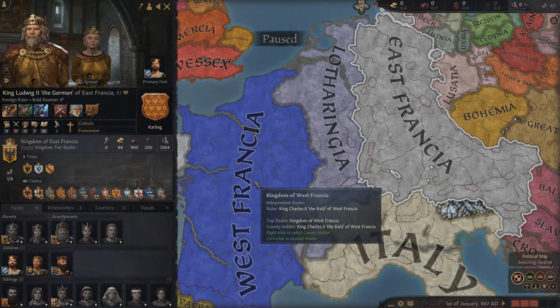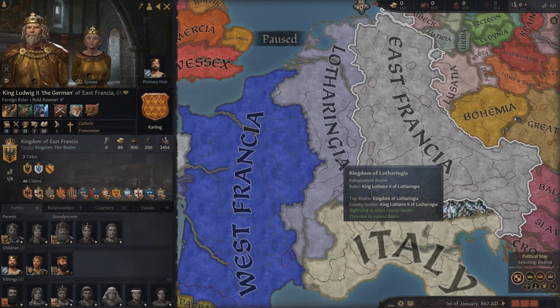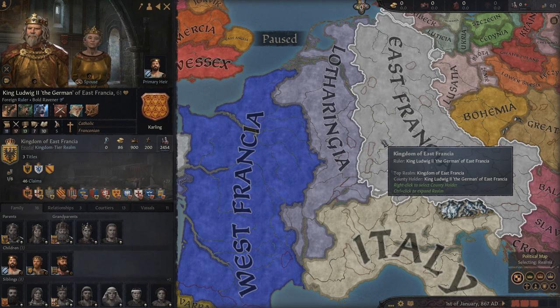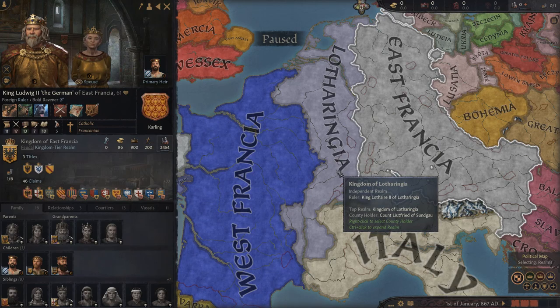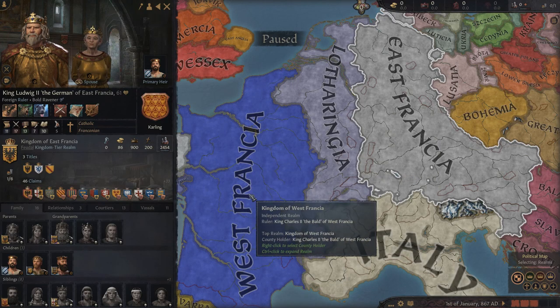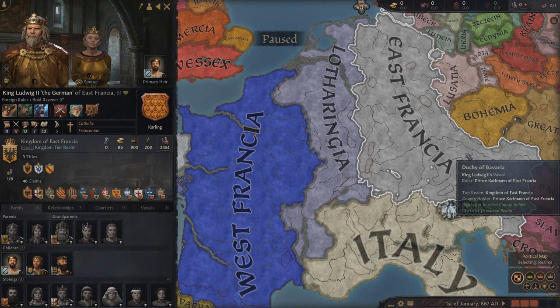So what is the strategy as Ludwig? Well, the good thing is you are one of the very few Karlings who has a solid heir. I mean, you saw it. Lotharingia doesn't have a solid heir. Italy doesn't have a solid heir. West Francia does, but solid's kind of up for debate. And we're going to talk a lot about Ludwig's sons here in a minute.